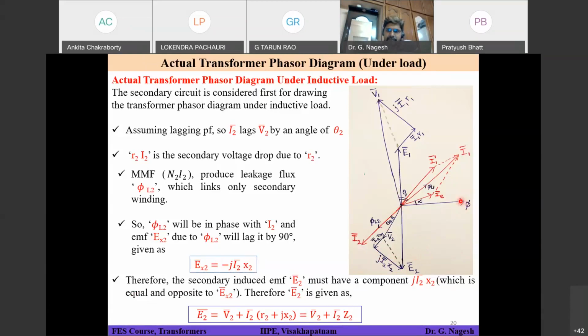If this is the flux phi, with respect to phi, you have got E2 here. E2 is a phasor here, which is 90 degrees lagging. Similarly, if phi L2 is here, that means secondary current I2 is in phase with phi L2. Just as phi has created a voltage which is 90 degrees lagging, similarly your flux phi L2 will also produce a voltage in this direction. Here it is lagging, so similarly it should also lag here.